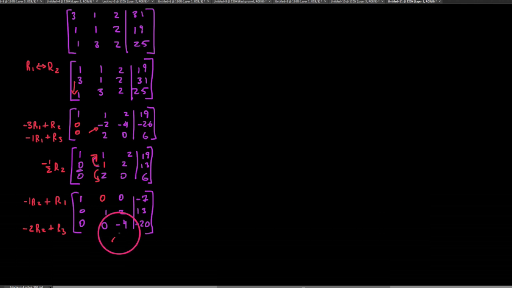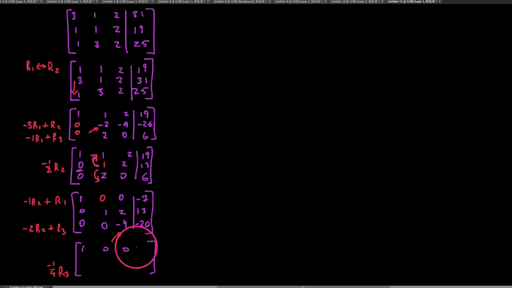So now our last goal will be this. Because we've got a 1 with zeros underneath it here in our first column, and then we got a 1 in our second row, second column with zeros above and below it. Now let's get a 1 in our third row here. And so we're going to take this times its reciprocal. We say negative 1/4 times row 3, first of all.